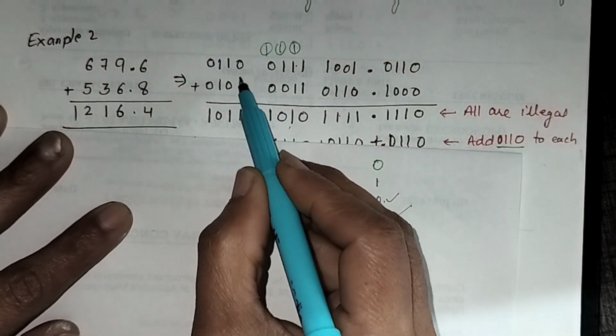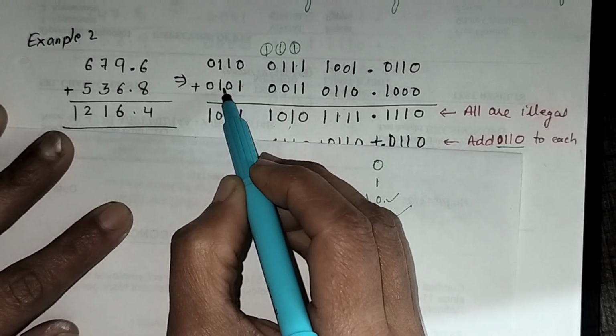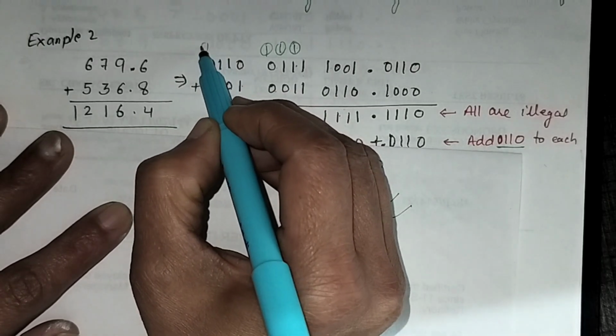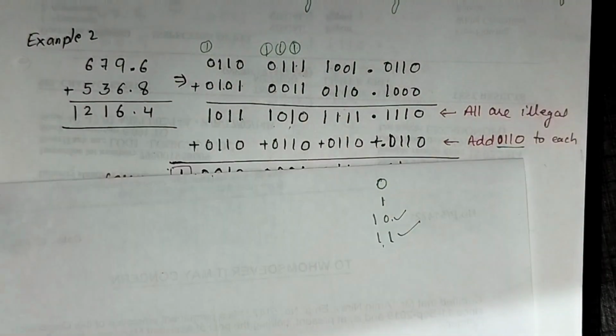Now similarly 0 plus 1 is 1, 1 plus 0 is 1, 1 plus 1 is 10, 0 is here and 1 is carried forward. 1 plus 0 is 1. So this is the answer.